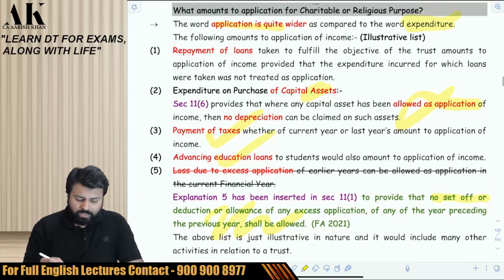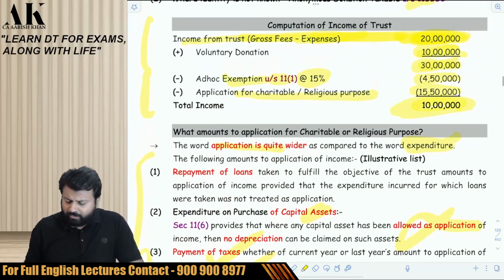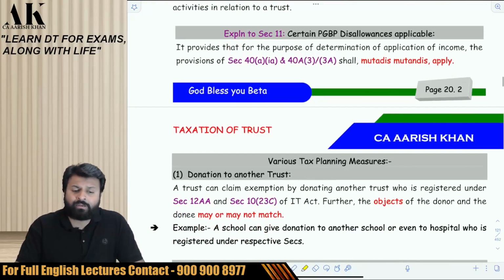It is not allowed. Now, this list is only illustrative. It is not exhaustive. Okay. Now, whatever amount is left over here, that is 10 lakh, you have to pay tax on that. Sir, is there any way that I can save tax on that also? Yes, you can. There are a lot of ways in which you can save tax. I'll be talking about that in a while.